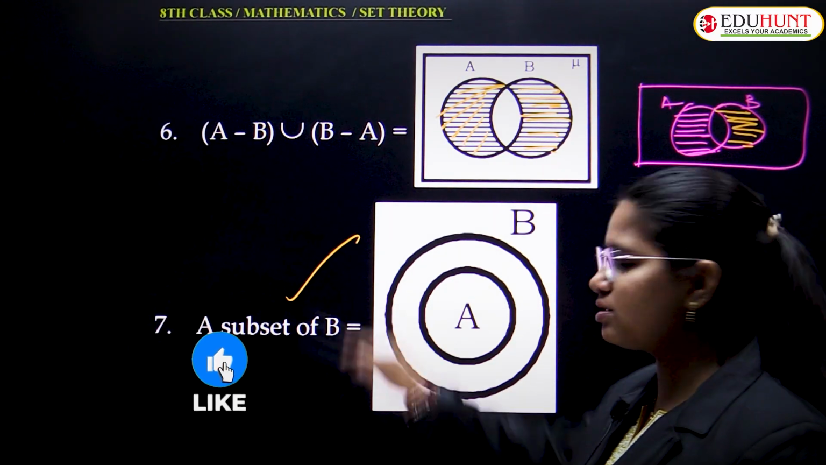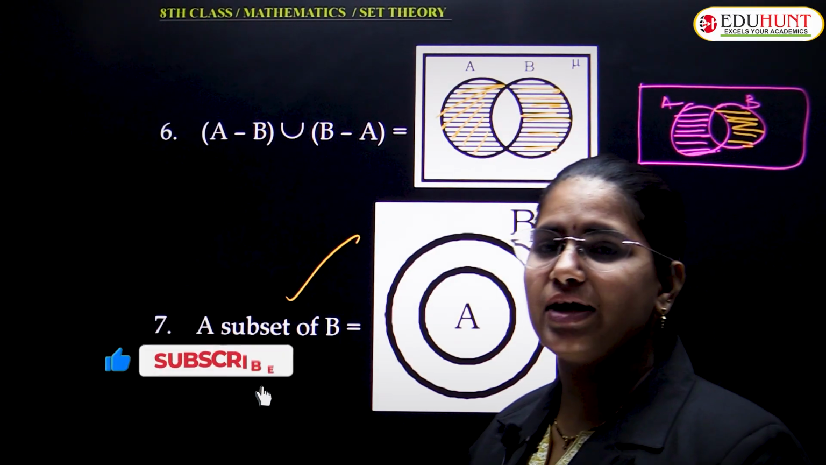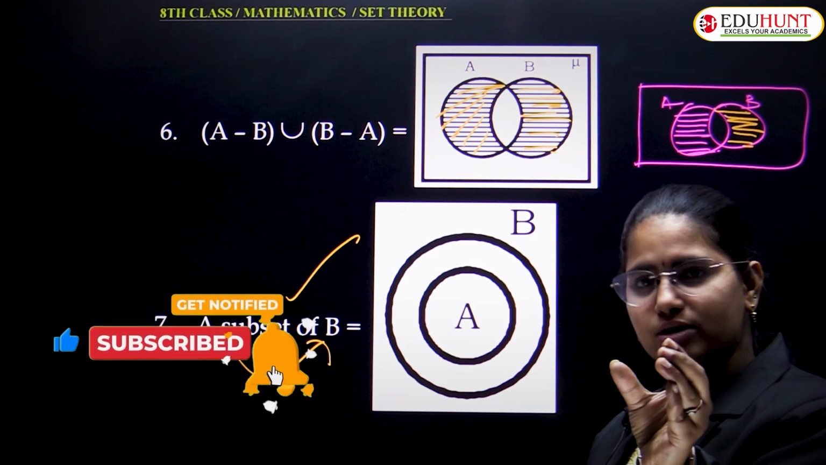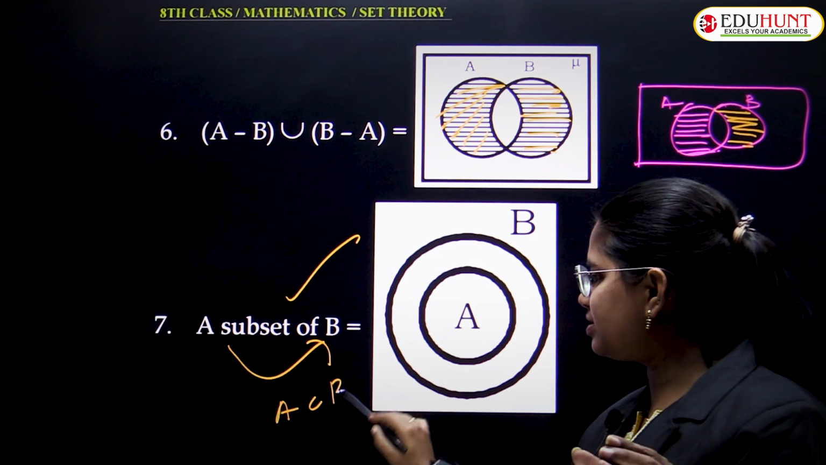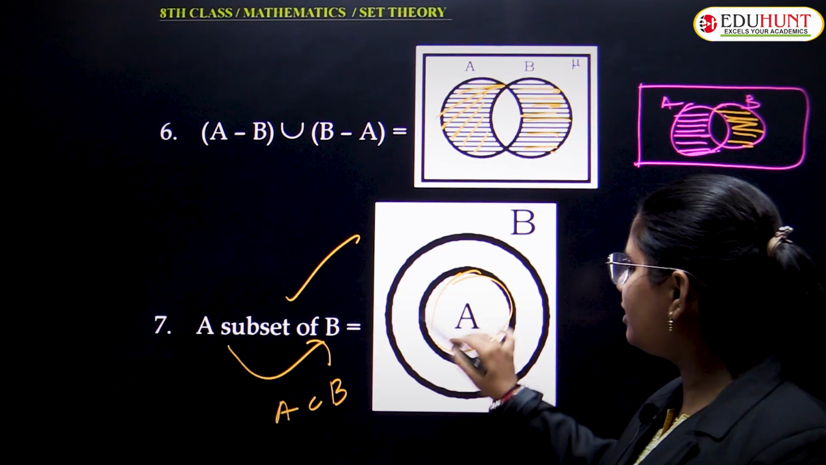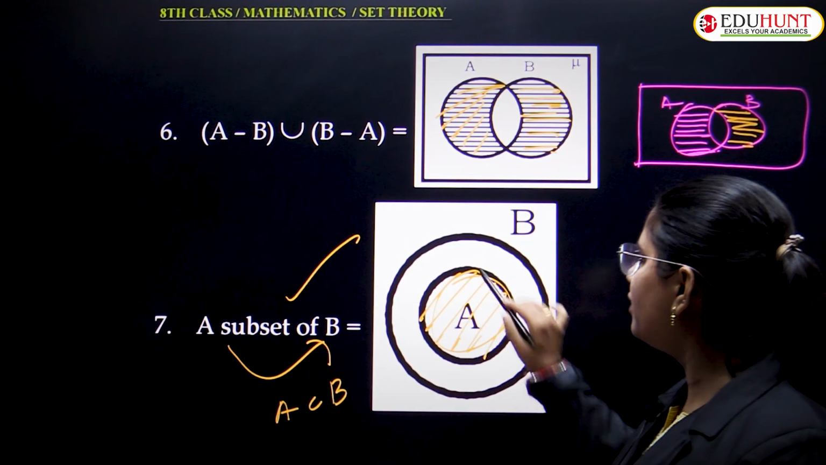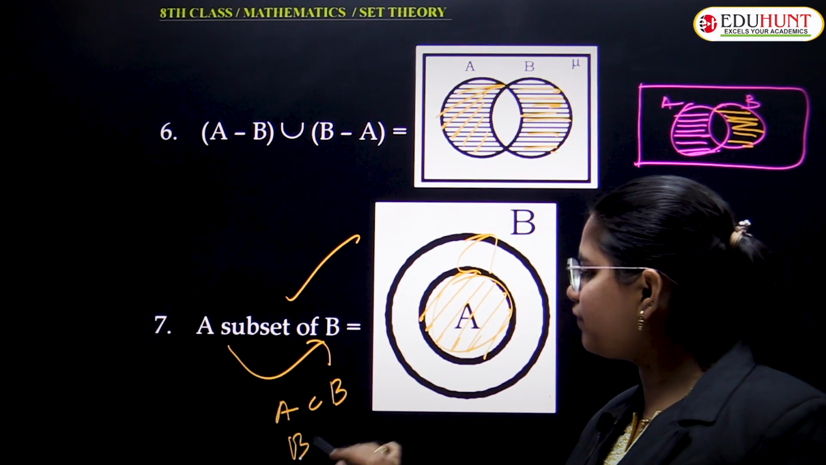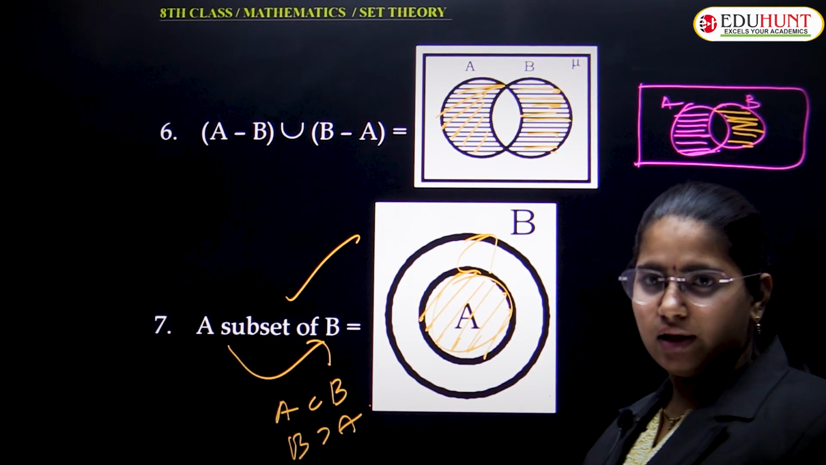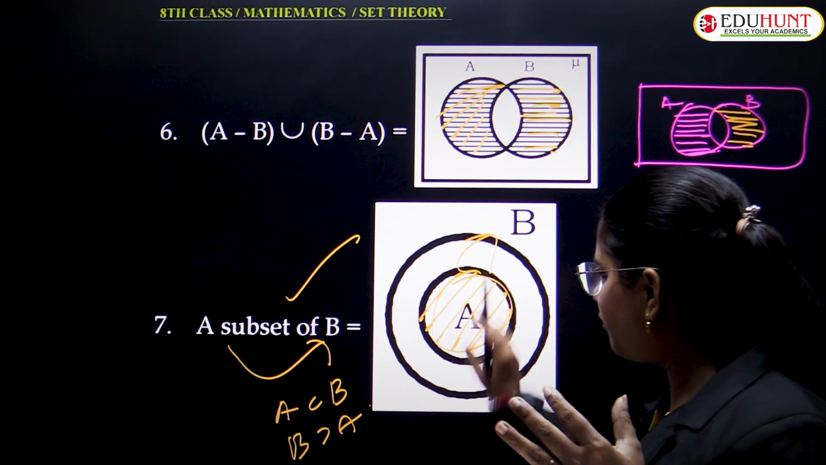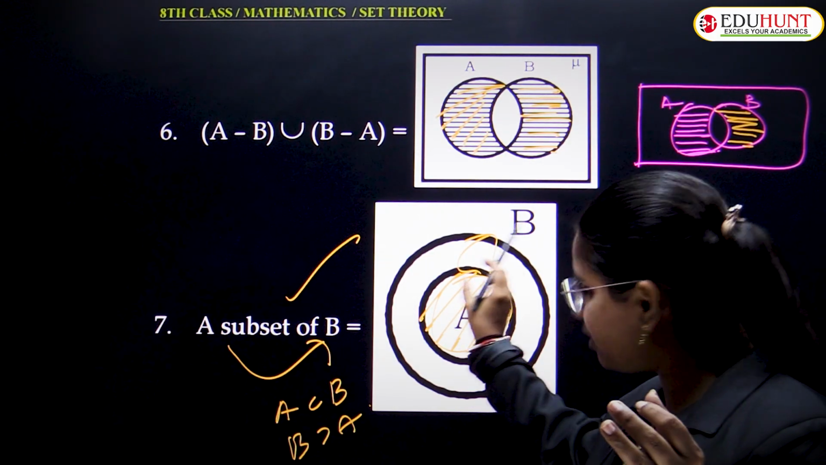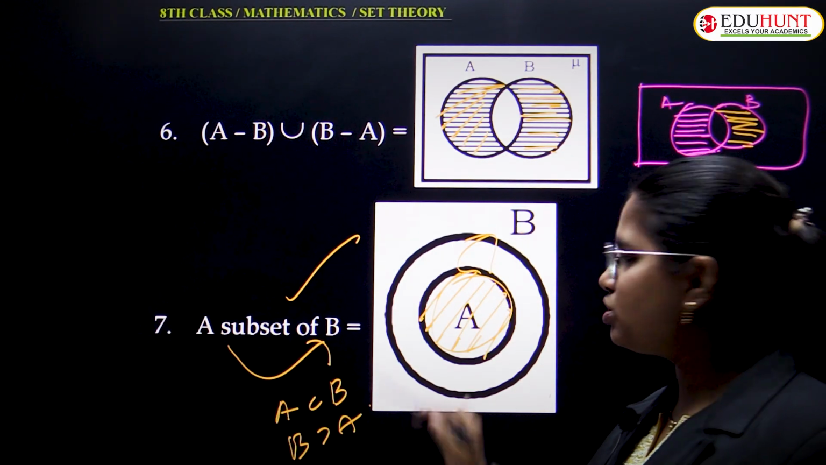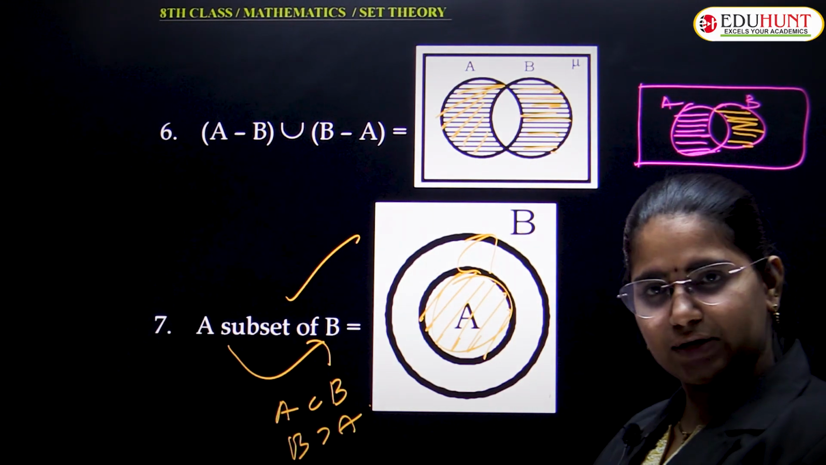Okay. Next, what happens if A is a subset of B? A is a subset of B means A is a smaller set and B is a larger set, right? That is the reason A is the subset of set B. B is also called a superset of A. I have already explained this, right? So A is a subset of B means you express A in the inner side and B at the outer side. Am I clear?